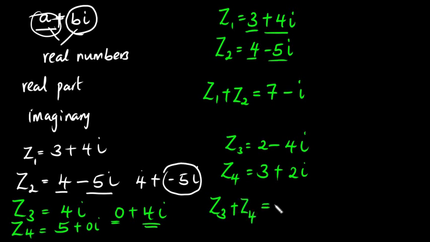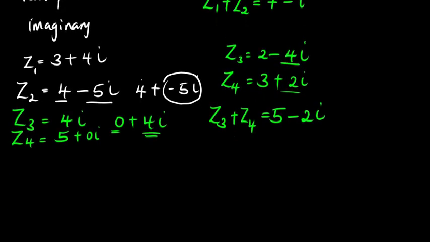So just pause the video and try to work it out and then confirm whether what you did is the correct thing. So as we said, we need to add the corresponding parts of this complex number, the real part to the real part, the imaginary part to the imaginary part. So 2 plus 3 is going to be 5. So that is the real part. And then the imaginary part, we have negative 4i plus 2i. Negative 4i plus 2i will be negative 2i. And that is the value of Z3 plus Z4.